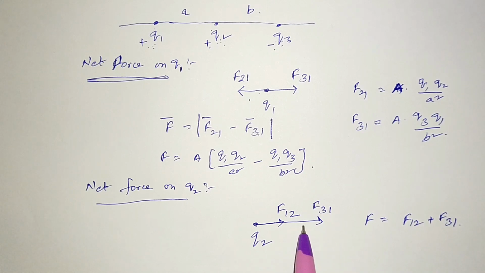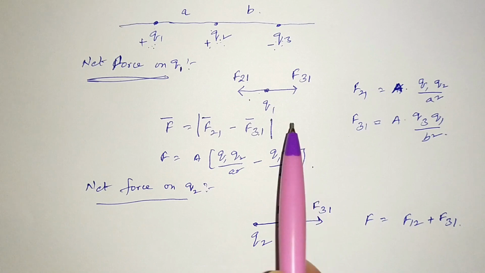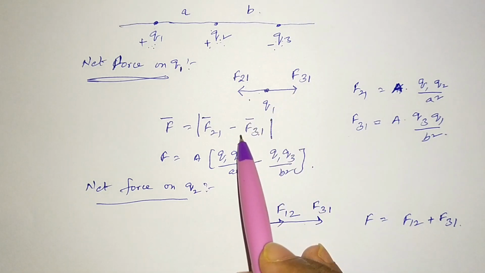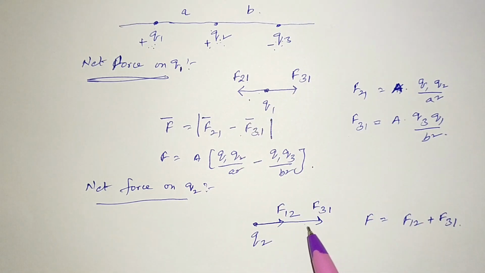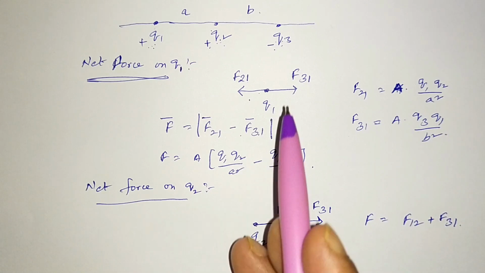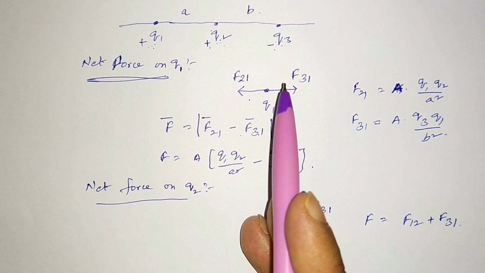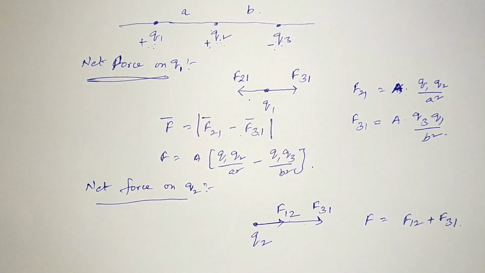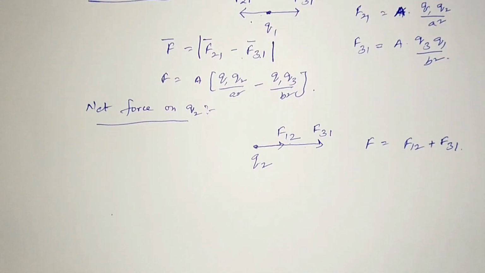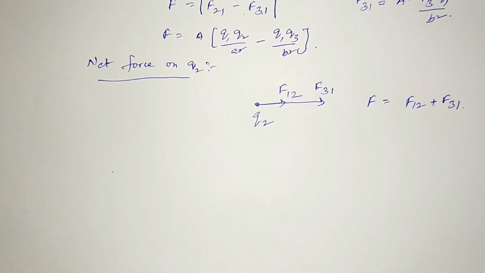Addition, because both are acting in the same direction. Here both are acting in opposite direction, that's why we subtract. Here both are acting in the same direction, so we add. So by calculating F12 similarly and F31, we can calculate this. Similarly, net force on Q3 also we can calculate. You do it as homework. Right, that is one of the applications.